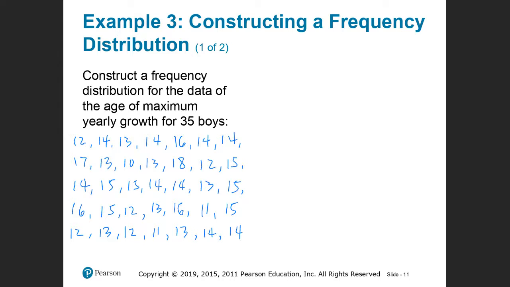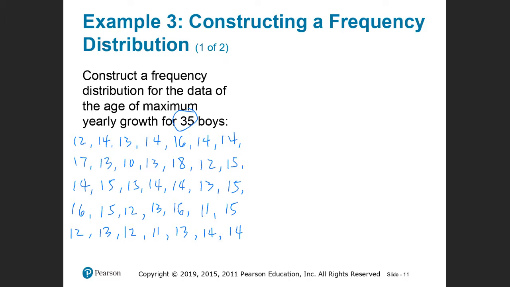Frequency distribution. So here we are asked to construct a frequency distribution for the data of the age of maximum yearly growth for 30 boys. See here, you have 7 columns and you have 5 rows. So 7 times 5, we have total of 35 boys here.